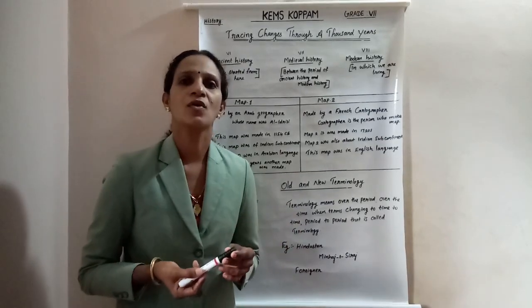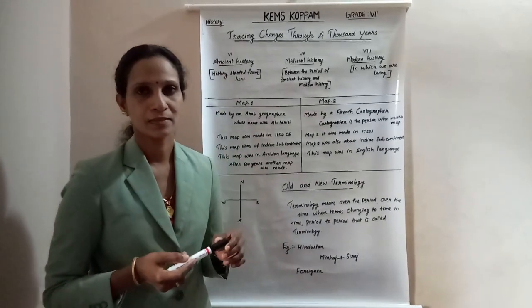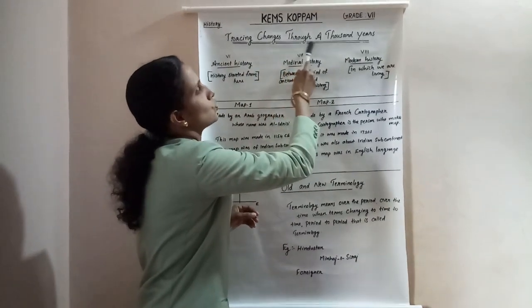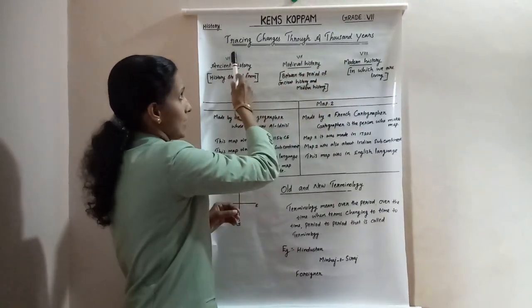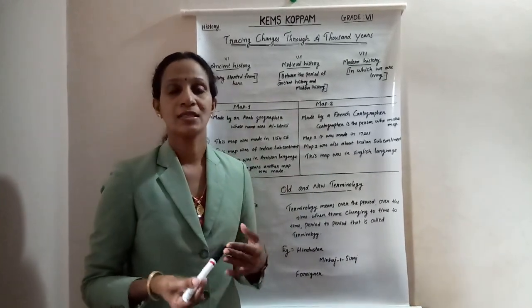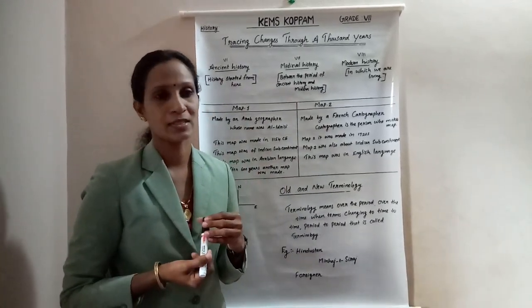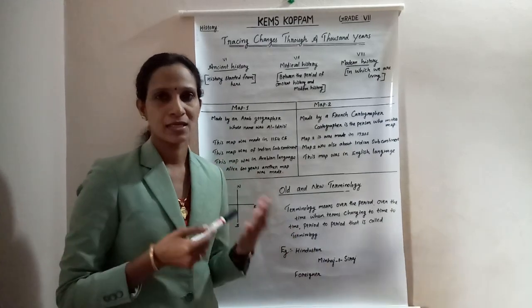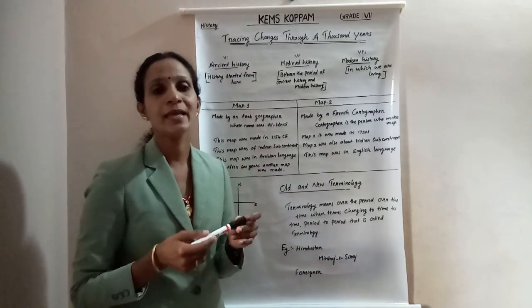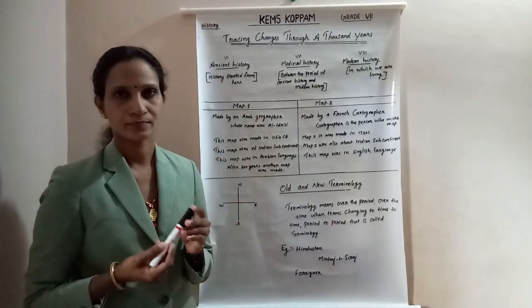So, what are we going to study in this chapter? See the title, Tracing Changes Through 1,000 Years. Tracing changes in this 1,000 years. What happened in this 1,000 years? What changed from ancient history to medieval history? Now, we will study about the changes.